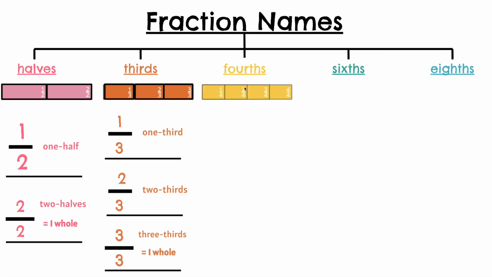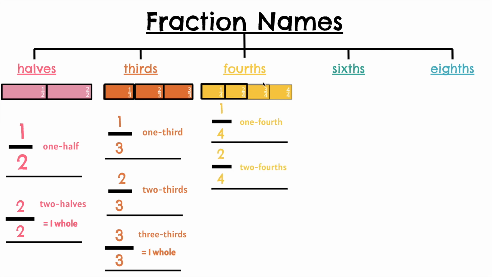Fourths. We have a whole with 1, 2, 3, 4 equal parts. If we focus in on only one of them, we have 1/4. If we have 1/4 plus another fourth, we have 2/4. And now let's go ahead and highlight another fourth. Now we have 1/4 plus 1/4 plus 1/4, which means we have 3/4.